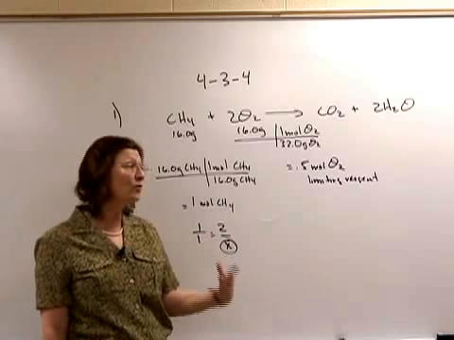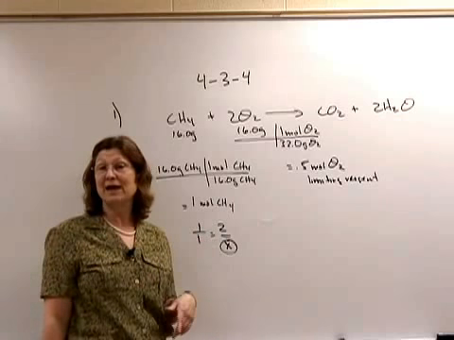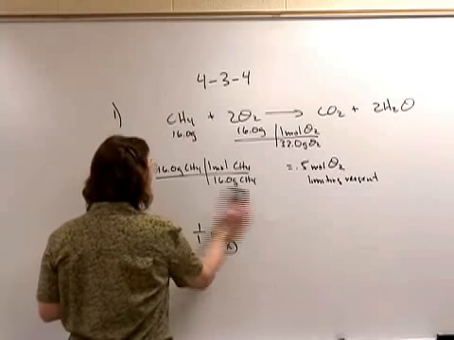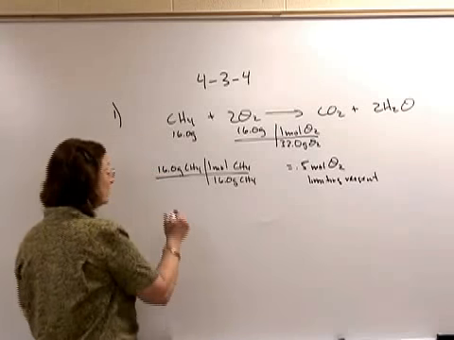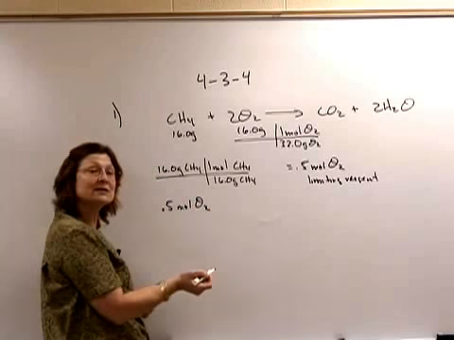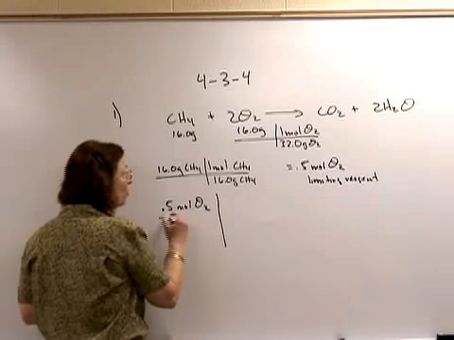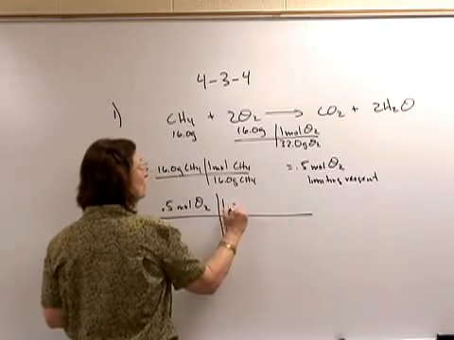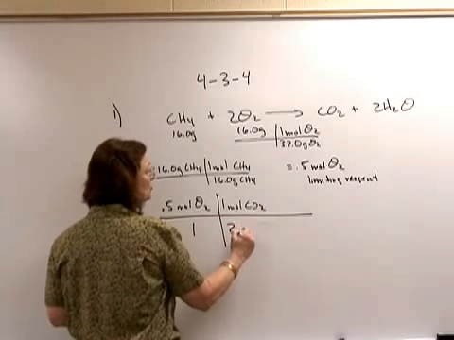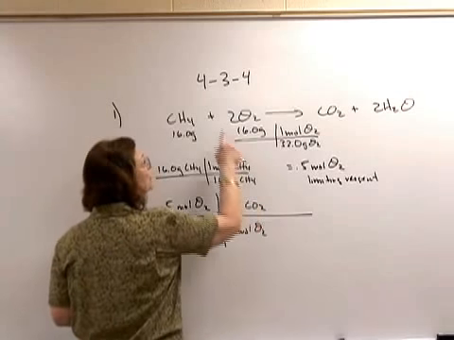It's very much like if I was cooking and I was making a cake and the cake called for 2 cups of flour and 3 eggs, but I only had 2 eggs. I would have to make the recipe only as much as could be made from those 2 eggs, the part that would run out. So here now we're going to use our 0.5 moles of our oxygen to determine what mass of the carbon dioxide.